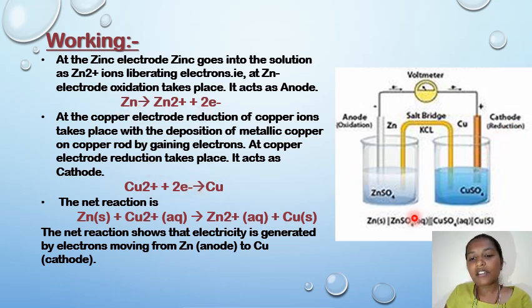Let us see the reactions which occur at the electrodes. When zinc reacts, Zn2+ is formed with the liberation of 2 electrons, and when copper ions react with the 2 electrons, copper is formed. The net reaction can be stated as: when zinc plus copper ions react, Zn2+ and copper are formed. The net reaction shows that electricity is generated by the movement of electrons from zinc to the cathode.